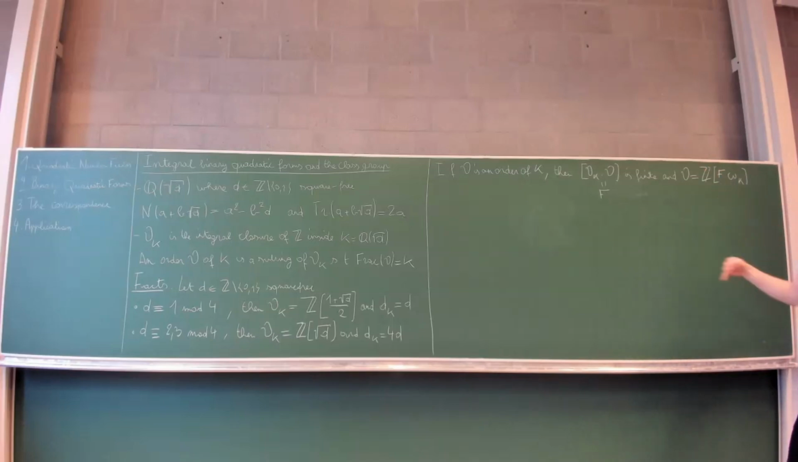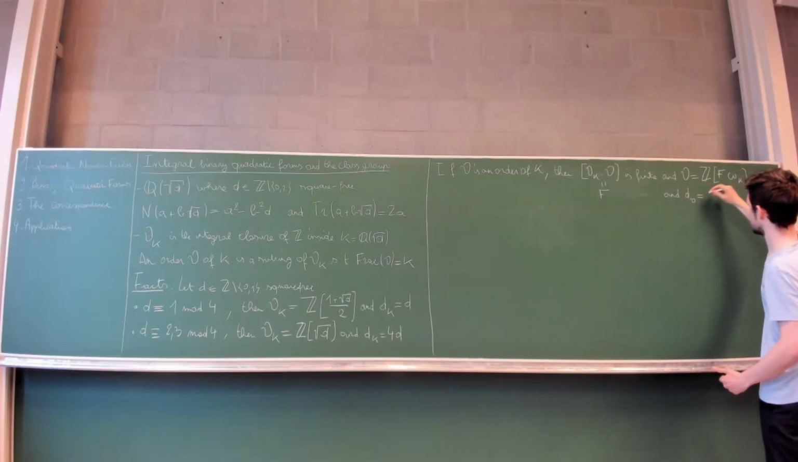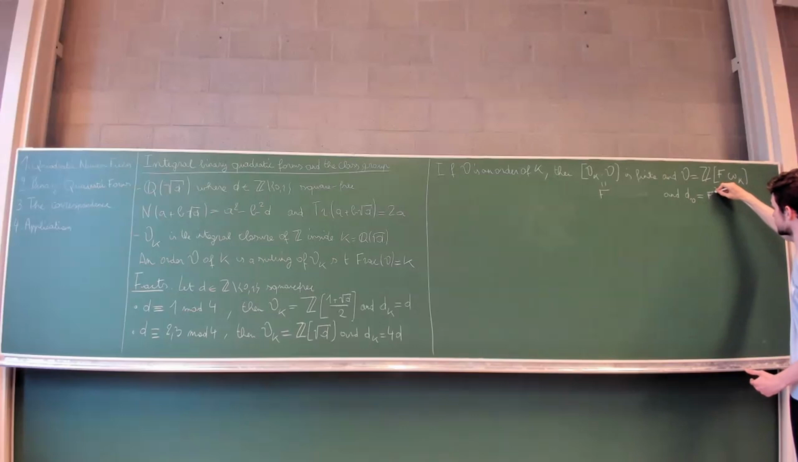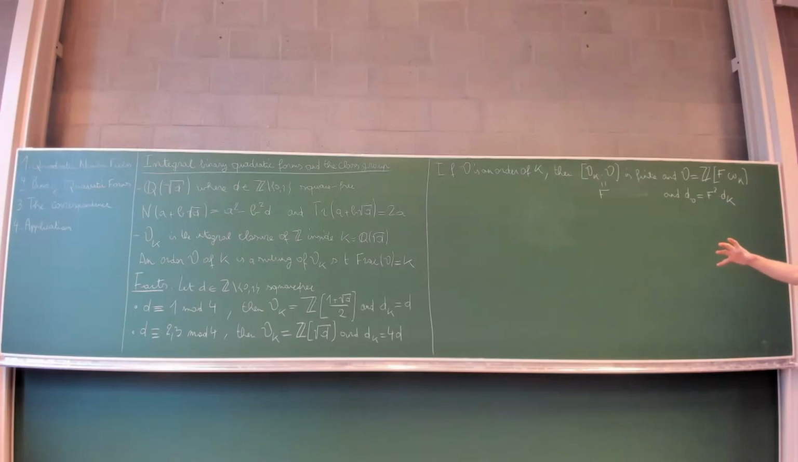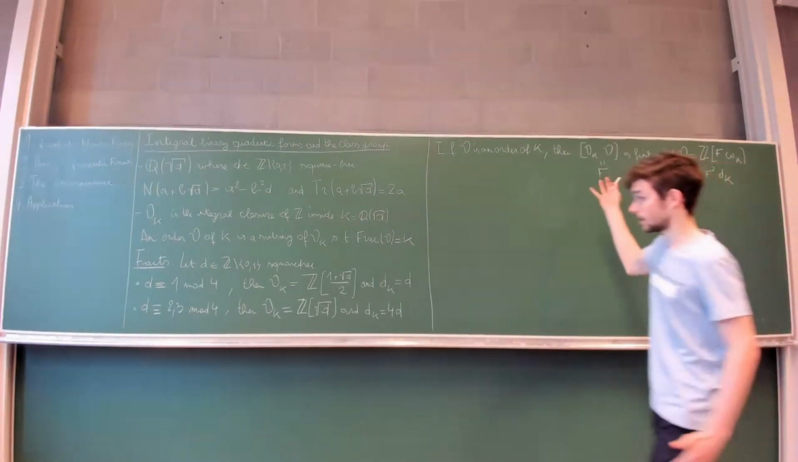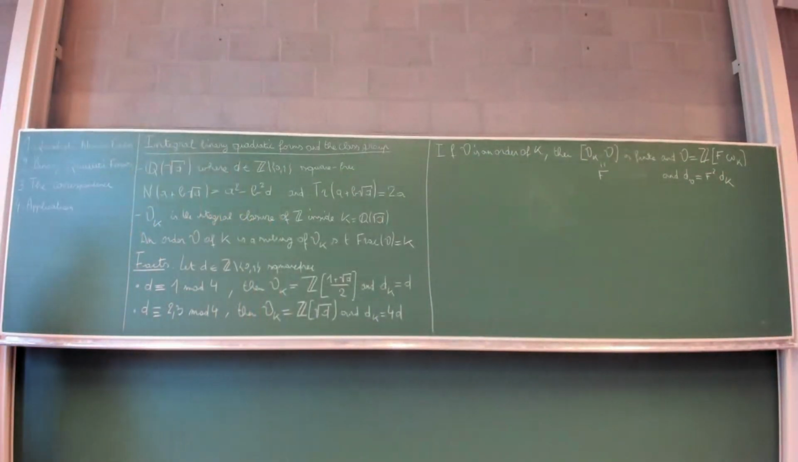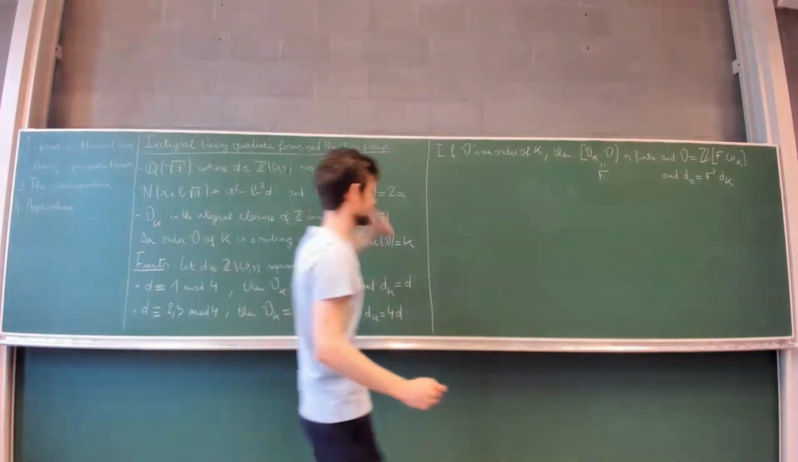So I call this the order of conductor f. And the discriminant of this order is actually f squared times the discriminant of K. So these are important things I want you to remember. The discriminant determines the quadratic number field, and an order is determined by its conductor. So this is really nice. In another case, it's really explicitly computable, I guess.